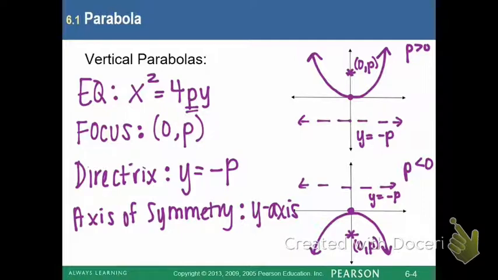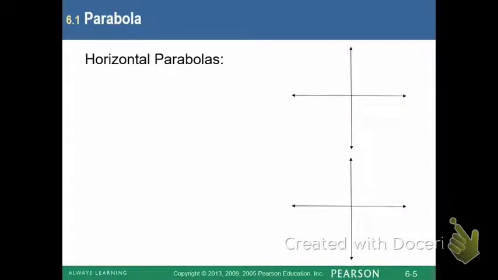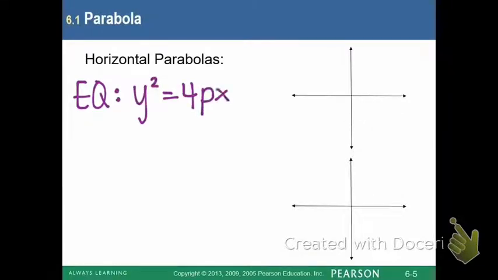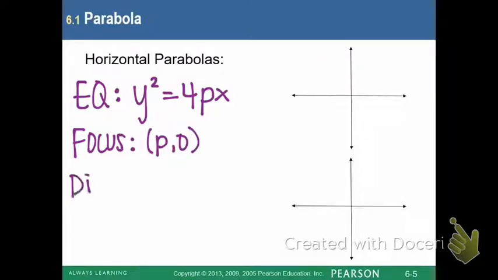So then the other type of parabola we have is a horizontal parabola. These are going to be opening either left or right. So the equation, it just flips. So it's going to be y squared this time equals 4px. Okay, so everything's going to be a little bit backwards here. Now the focus is going to be at p0. The directrix, so before it was y equals, right, because it was a horizontal line. Now it's going to be x equals a number, and it's going to be negative p.